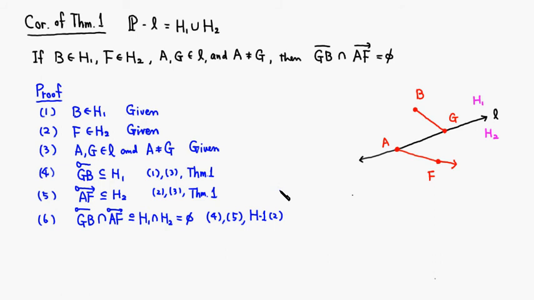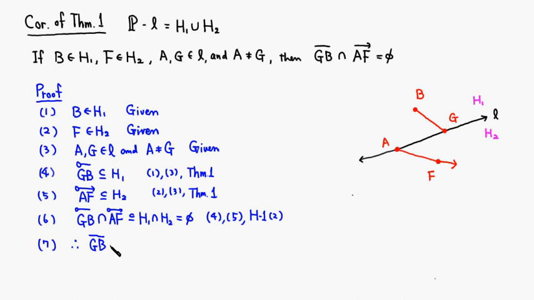Then we know that since there's only one point missing, G is on the line, so adding G, therefore, adding G to this is not going to create an intersection point, because G is on the line and open segment AF is entirely inside H2, so there's not going to be an intersection.